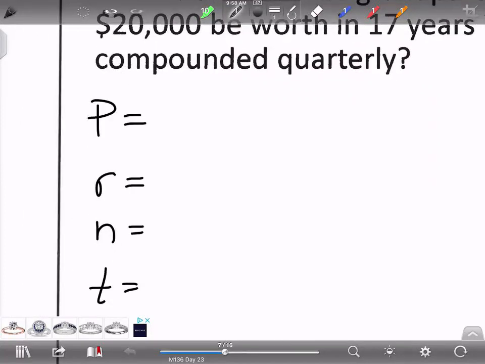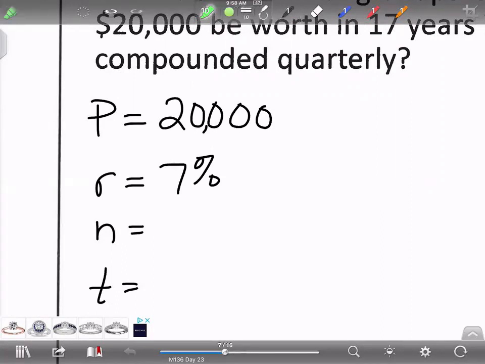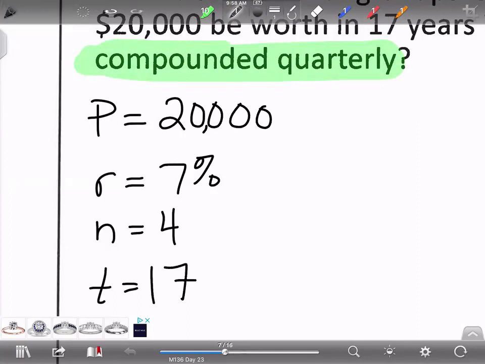So P, the initial amount, your principal amount is the $20,000. Your R stands for your rate, 7%. N stands for the number of times your money will be compounded in a year. So here I'm told compounded quarterly. Quarterly means 4 times per year. Think there's 4 quarters in a dollar. There are 4 quarters in a year. And our time is 17 years.